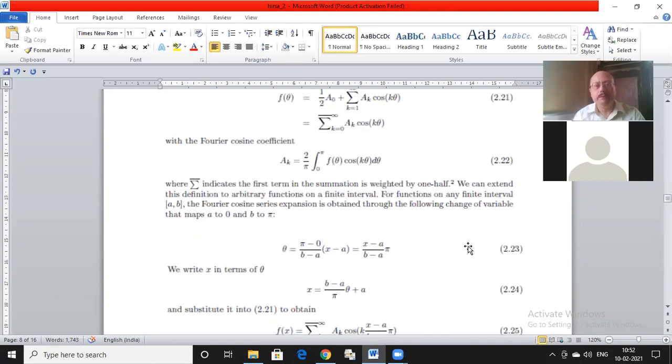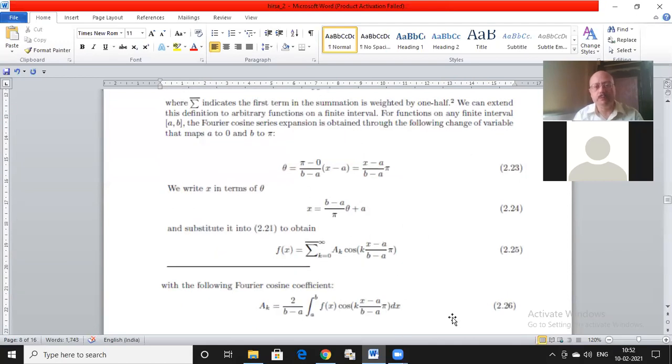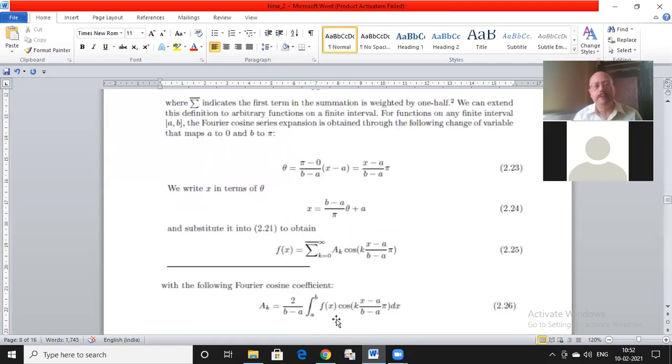And similarly, 2.22 now becomes 2.26, which is with this transformation. Instead of 2 by pi, I have 2 by b minus a, f(x) cos, and the argument inside is the same argument here, k pi (x minus a)/(b minus a) dx. So this is just a trivial transformation, nothing to talk about, but that brings us to the issue that for our cosine series expansion work, we need to decide on a and b. It has to be a finite interval.